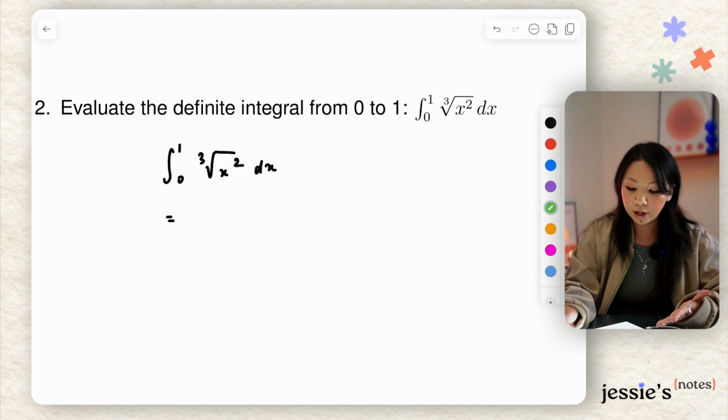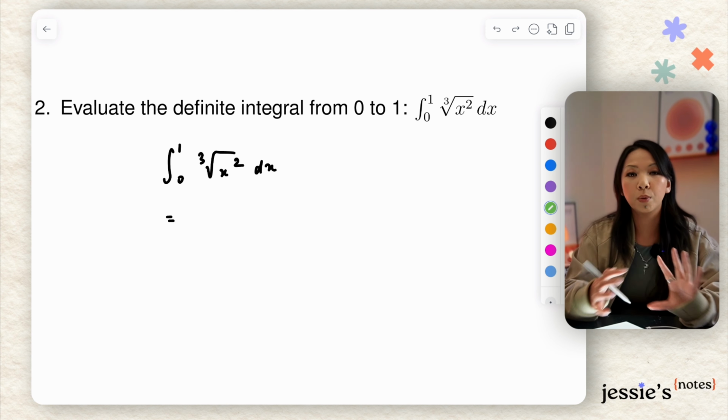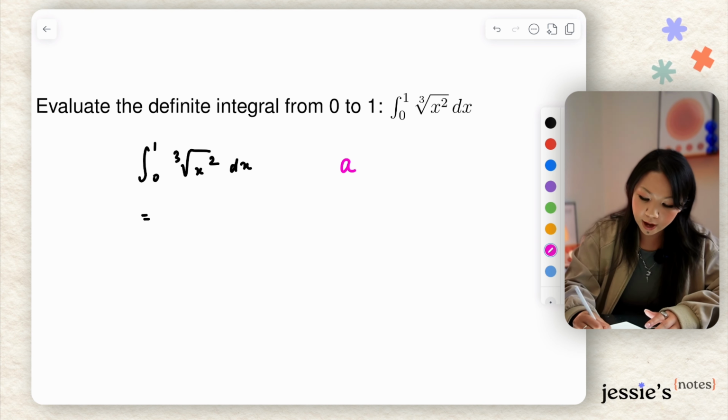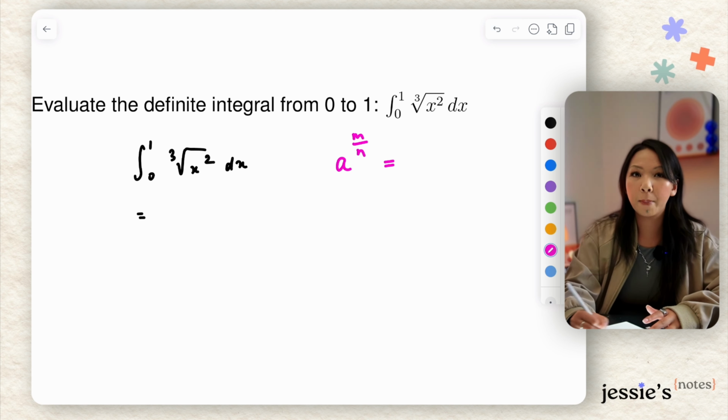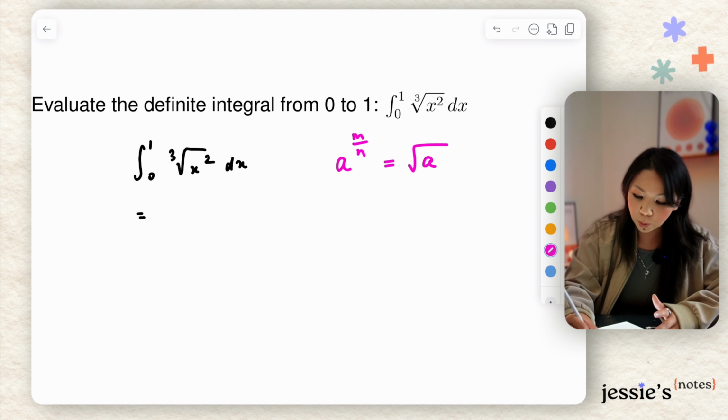Well, I tell my students that anytime you have a surd or an x on the denominator, you want to change it back into an index form. So just as a recap, if you have a to the power of m on n, then this fractional power can also be written as a surd. So you have the nth root of a, whatever is at the top goes on the inside, whatever is on the bottom goes on the outside.